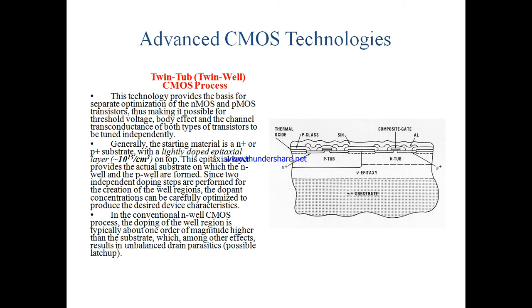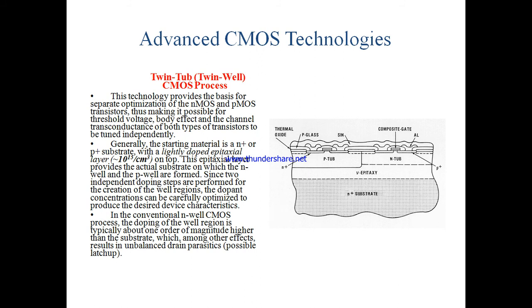Generally, the starting material is an N plus or P plus substrate with a lightly doped epitaxial layer, approximately equal to 10 to the power of 15 per centimeter cube, on top. This epitaxial layer provides the actual substrate on which the N-well and P-wells are formed. Since two independent doping steps are performed for the creation of the well regions, the dopant concentration can be carefully optimized to produce the desired device characteristics.